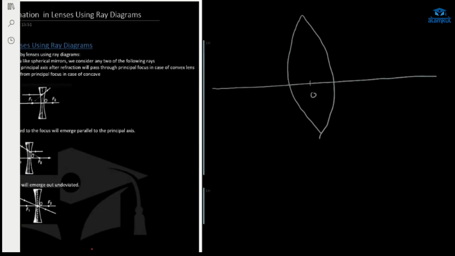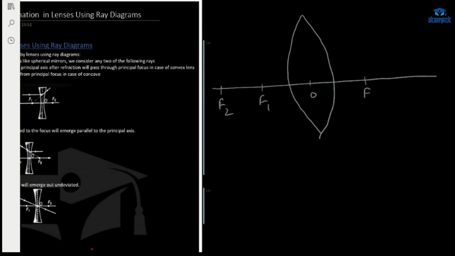I'm sorry about that. Okay, so image formation in lenses using ray diagrams. In ray diagrams, we will study how many types of rays we have to consider while making them. Three types of rays. This one is your optical center. This one is your F1. This one is your F2.